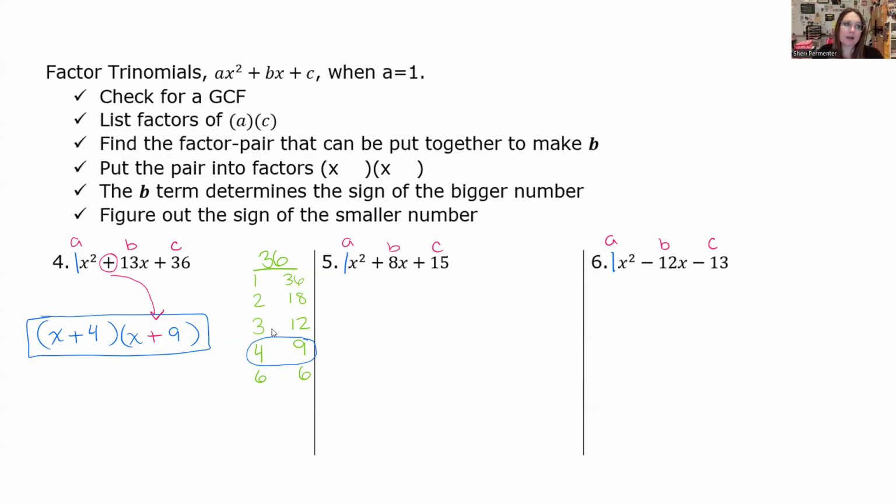And 36 has a lot of factors. Not every number has a lot of factors. Let's do it again. So I'm just going down the steps. Check for a GCF. So that's just looking for, is there any number that can divide into all these? And the answer is no, because the leading term is 1. So now I do A times C, 1 times 15, and 1 times 15 gives me 15. So I'm going to make a list of factors for 15. You can use your calculator.